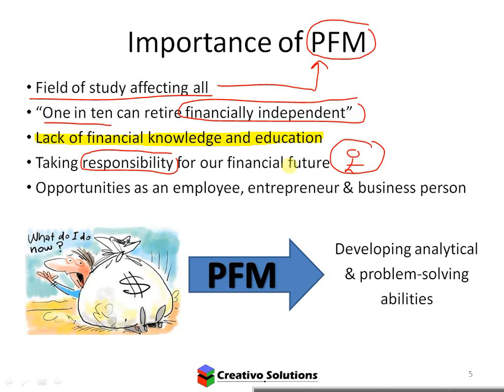Then there's a note about the difference between employee, entrepreneur, and business person. This we'll see later on in a separate chapter. They talk about career planning and how that will affect personal finance. So what would you want to be if you had to choose? Let's say you had a choice to be an employee, an entrepreneur, or a business person.